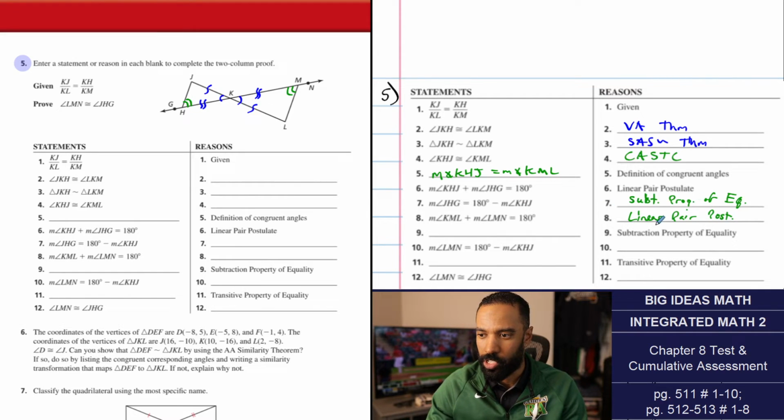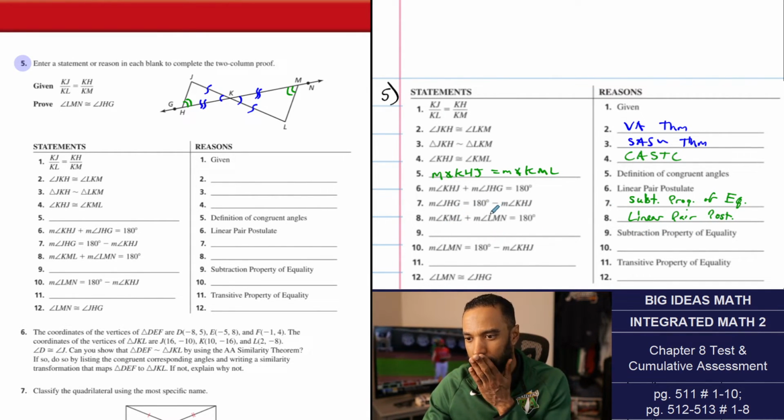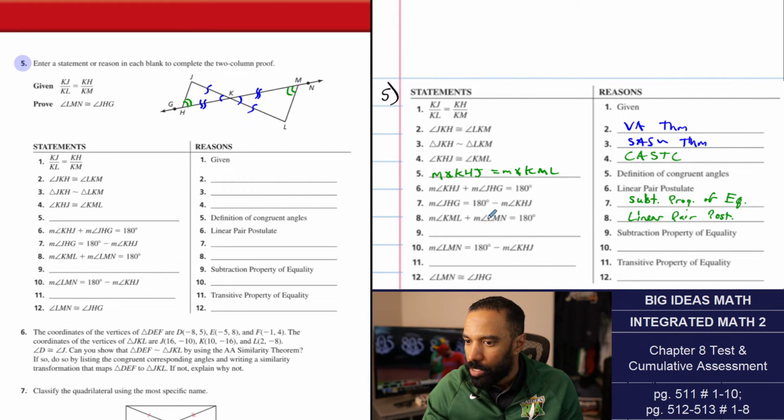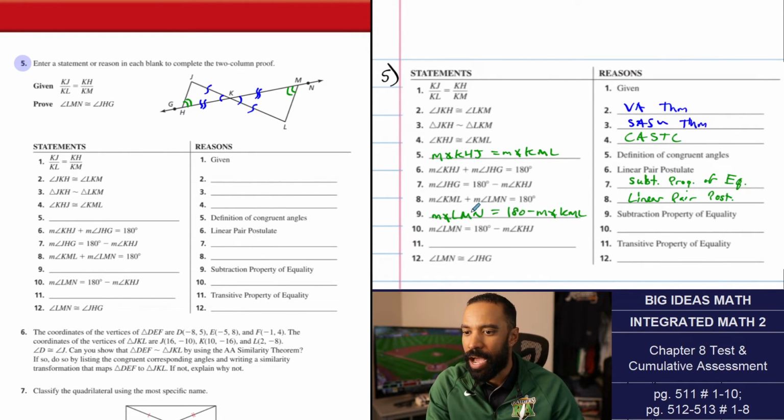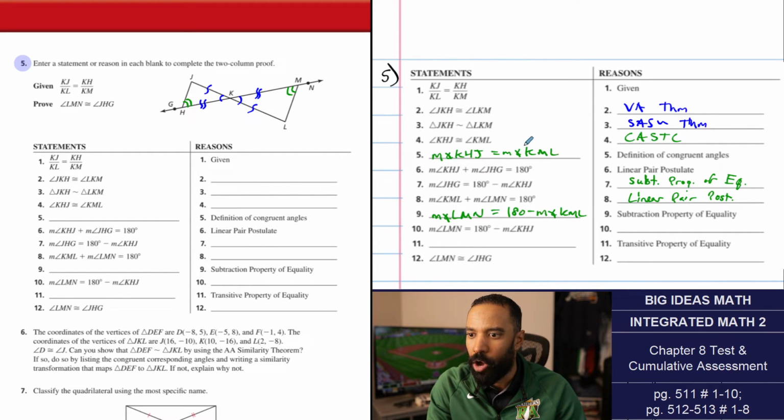And then we're also going to use the subtraction property of equality here by subtracting over, I guess, which one do we want to subtract? They subtracted the one that we used before, so probably the KML. I want to see where they're going with this. Measure of angle LMN equals 180 minus the measure of angle KML. So now we have LMN is 180.